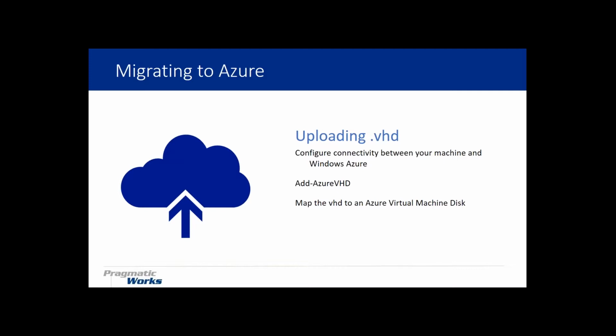And then the next thing we're going to do here is upload this into Azure, and then we're actually going to create a virtual machine disk out of it. So there's two steps here. The first step is just going to be to get the data into Azure. The next step is going to be to actually make that disk usable inside of our virtual machine.